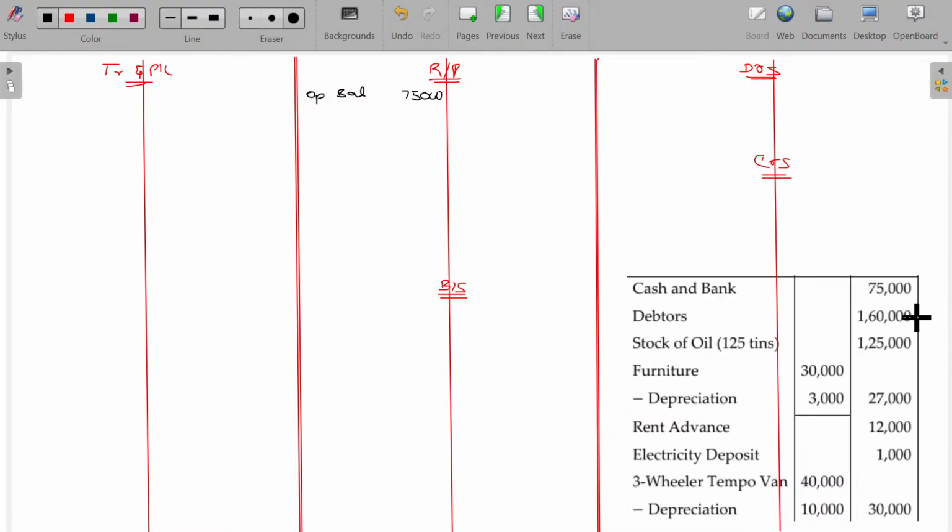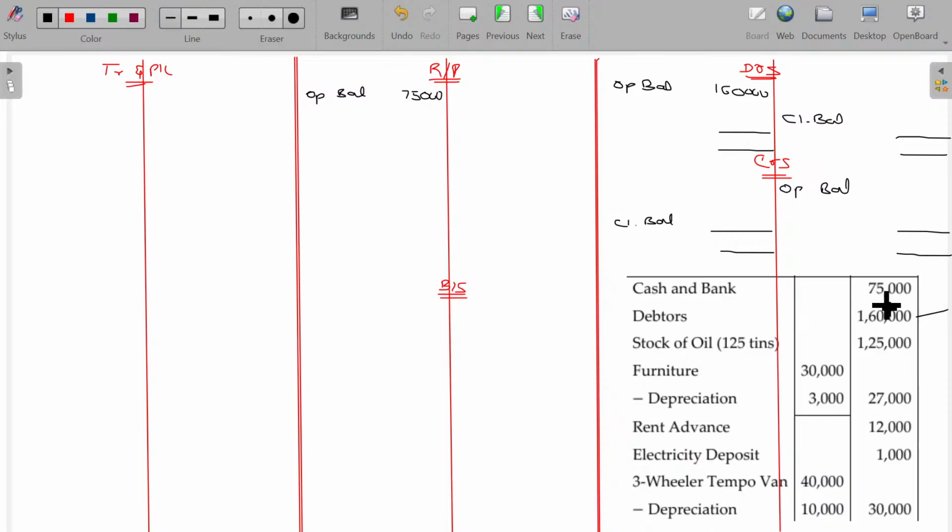Here we have been given debtors 1,60,000. Opening balance should be on the debit side, 1,60,000. Closing balance should be on the credit side. Similarly, in case of creditors, opening balance should be on the credit side. Closing balance should be on the debit side. Right. So you have posted cash and bank and debtors.